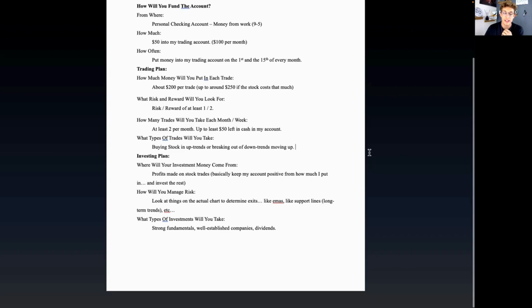Next question is, what type of trades are you going to take? I want to be buying stock that is in an uptrend or that's breaking out of a downtrend, moving up. So it's breaking out to the upside. I think that's fine. Buying up trades. I'm not buying any puts on this. I'm not making any money trading on stocks moving down in this account.